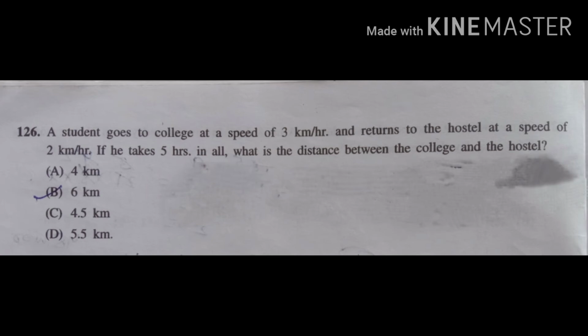So let's move to the further question. A student goes to college at a speed of 3 km per hour and returns to the hostel at a speed of 2 km per hour. If he takes 5 hours in all, what is the distance between the college and the hostel?